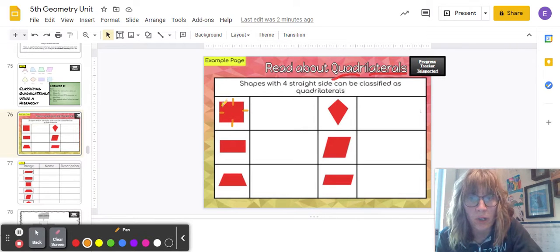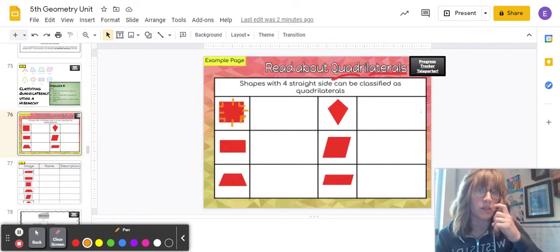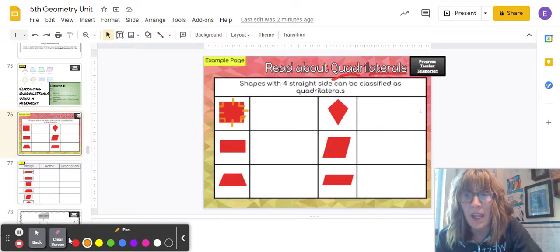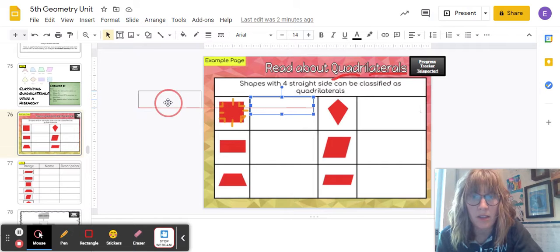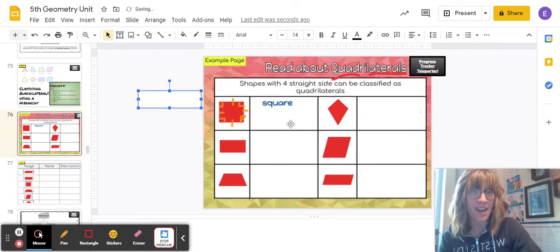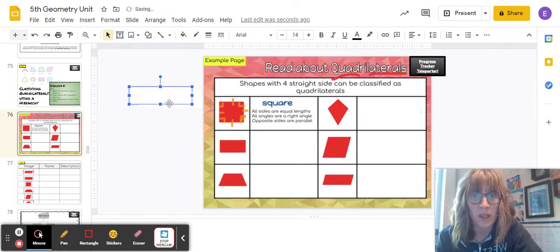It also has four right angles. So all of the angles inside of this shape are right angles, which we can denote with the little chair looking thing, right? So when a shape has four equal sides, all right angles, we know that this shape is called a square. So we have denoted it has all equal sides, all angles are a right angle.